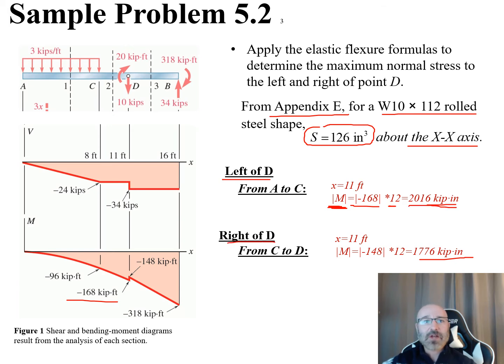Same thing to the right of D. Now we're at negative 148 kip-feet. Absolute value of that, 148 times 12, is 1776 kip-inches.